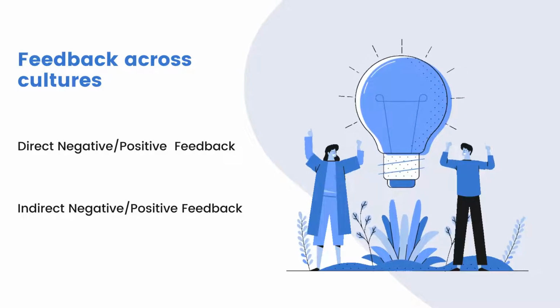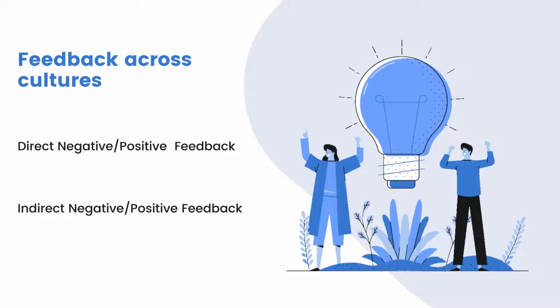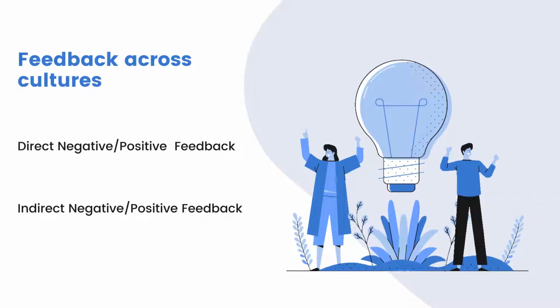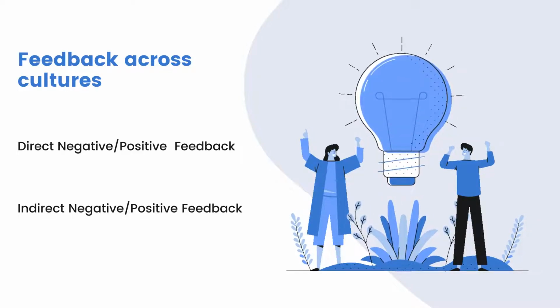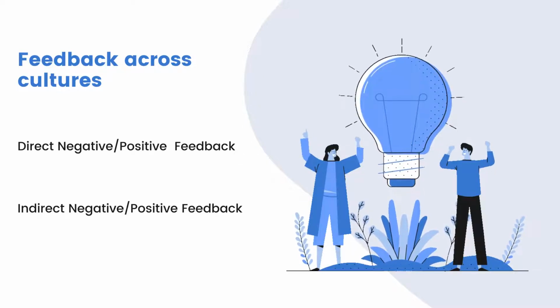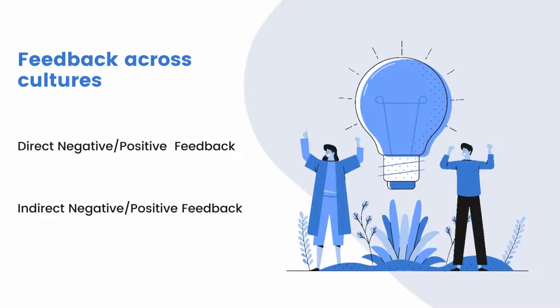In a French setting, positive feedback is often given implicitly, while negative feedback is given more directly. In the US, it's just the opposite. American managers usually give positive feedback directly while trying to give negative messages in positive, encouraging language.